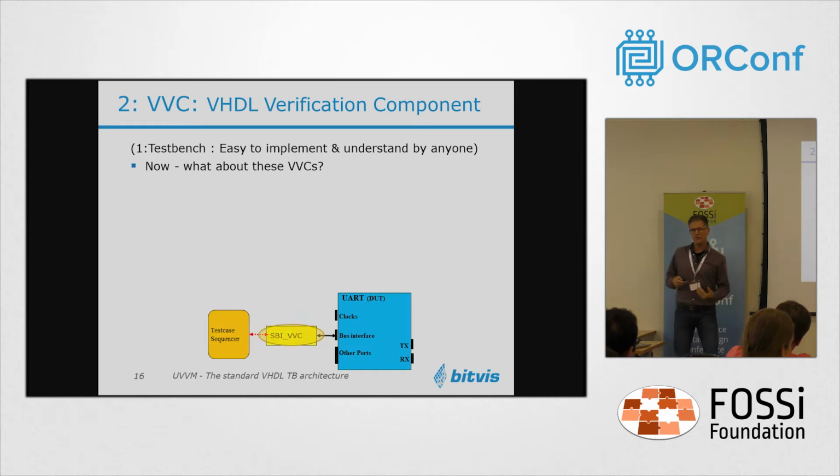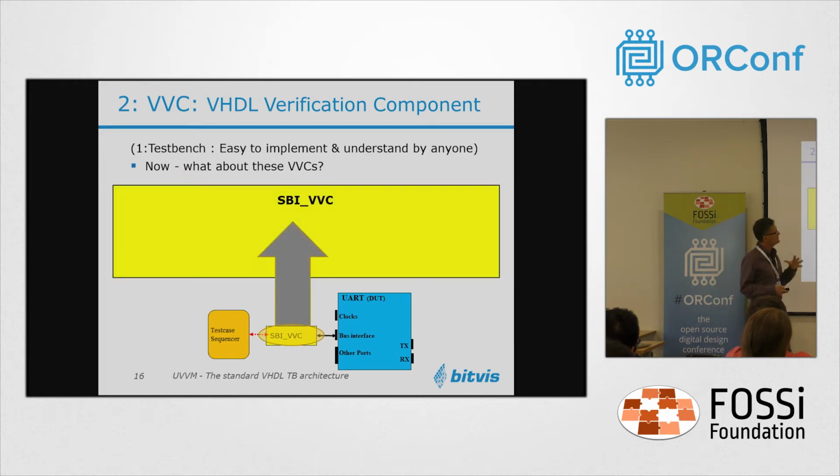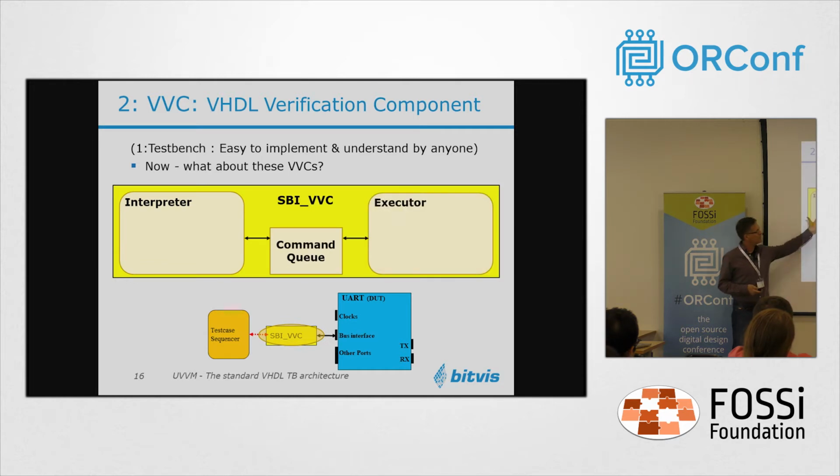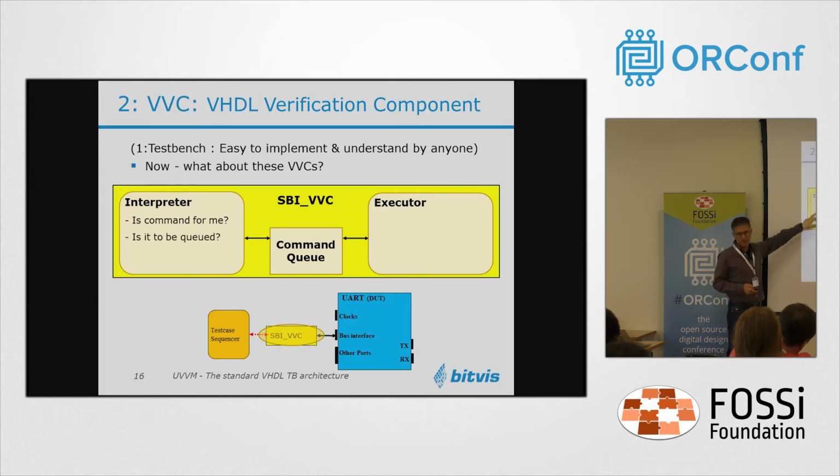Now let's look at the verification components, because you see that the top level is quite easy to understand. So what about verification components? We briefly mentioned them on the previous slide, but let's look at this in slightly more detail. So what actually happens is that you have an interpreter, a command queue, and an executor, as I just mentioned. The interpreter will look, is this command for me? That means, is it for me because I'm now the SPI verification component and I'm instance number n, whatever. Is it for me? If it is for me, is it to be queued? Because if it's to be queued, I'll put it on the queue.